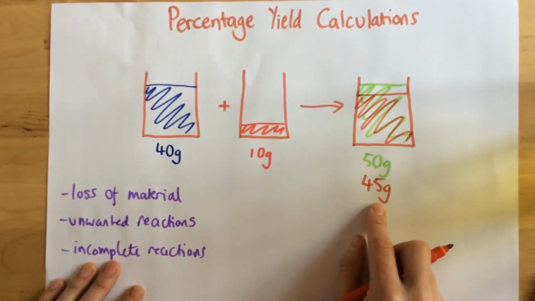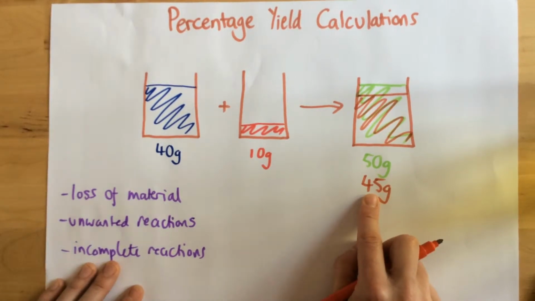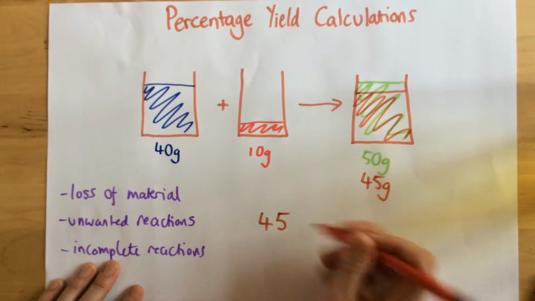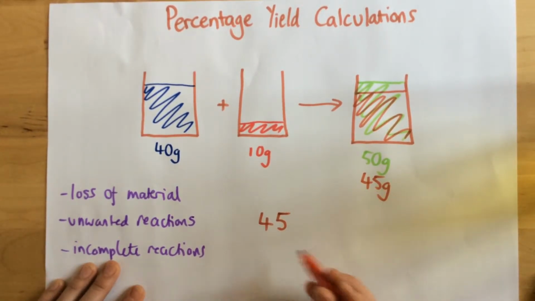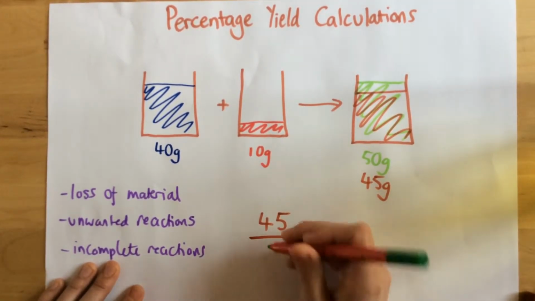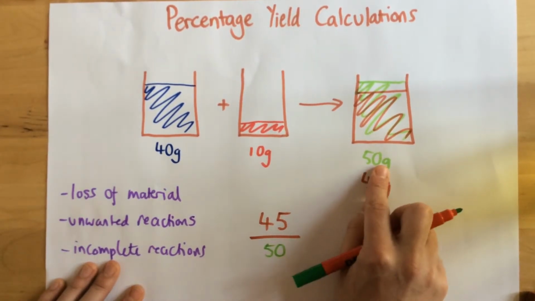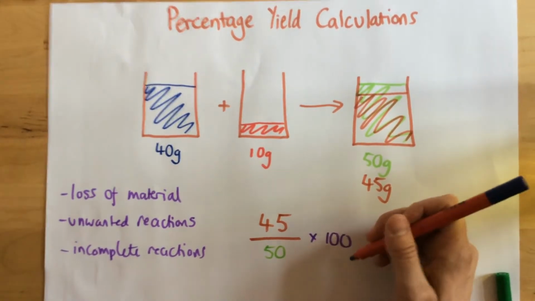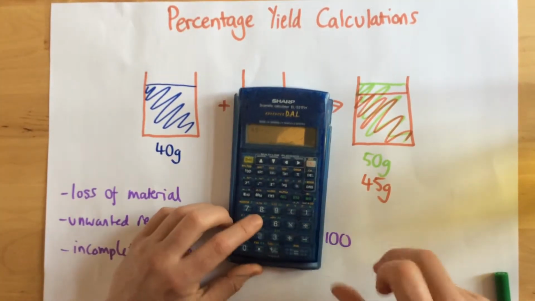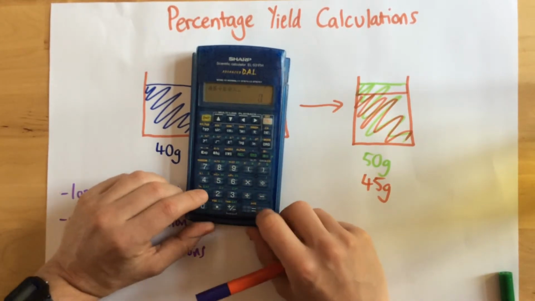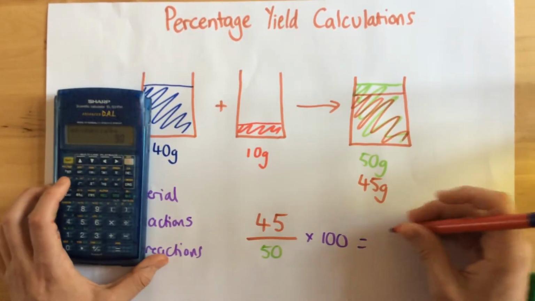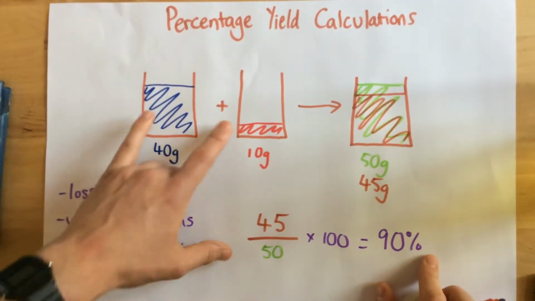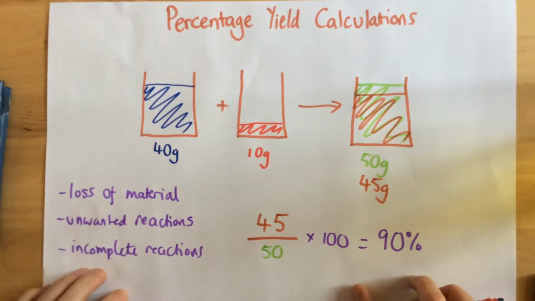Now, to find our percentage yield, what we need to do is find our actual yield, what we actually got in our experiment, divide it by our theoretical yield, so what should we have theoretically got, and then we just multiply that answer by 100. So 45 divided by 50 multiplied by 100. This particular experiment will have a 90% yield. Now what that means is 90% of the mass of the reactants has ended up in our desired product.